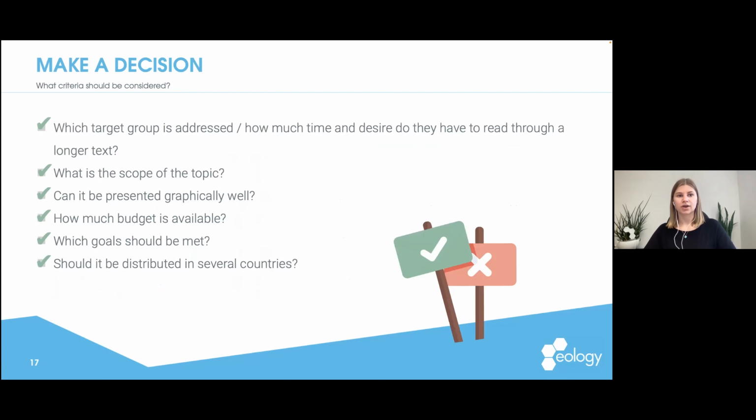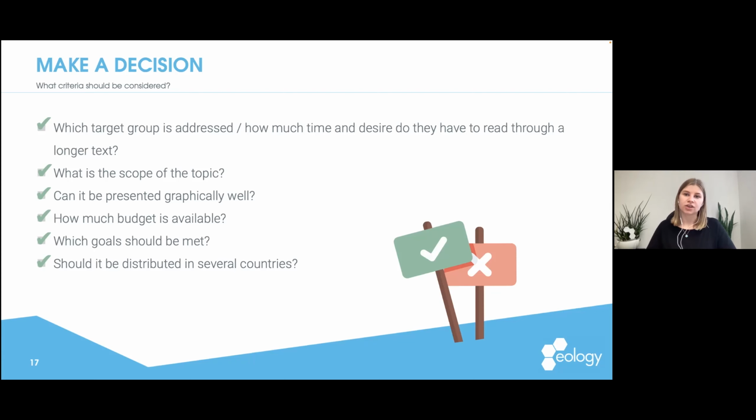So after all, you have to make a decision. But how can you make a decision? First of all, which criteria should be considered? First of all, you have to look at your target group. How much time do they desire? Do they have to read through the longer text? Do they just want to see a video?